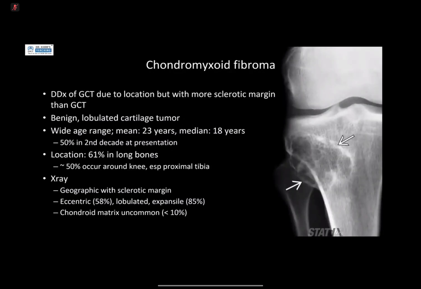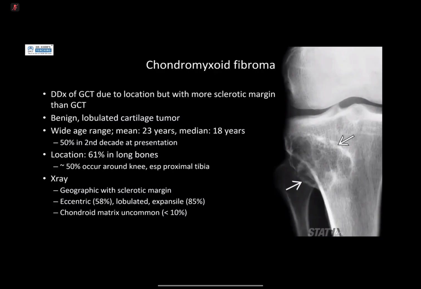Differentials for GCT, as you can see on this slide, include chondroid myxoid fibroma, but in this example you can see that sclerotic margin, and it appears a little bit more lobulated than the previous example of the GCT. There's a wider age range, though you tend to see these predominantly within the second decade of life.